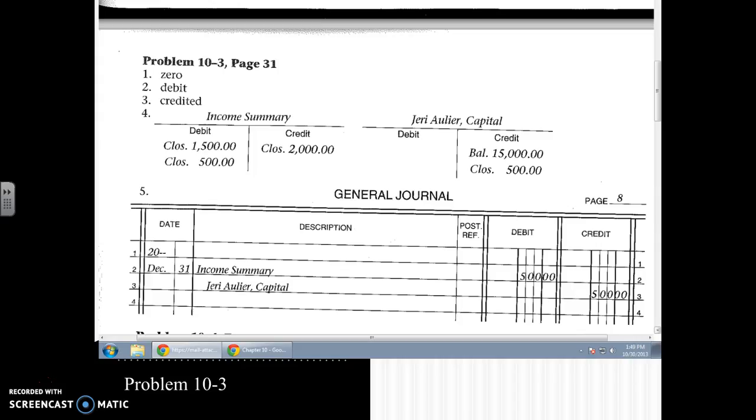Problem 10.3, here we go. Let's close out income summary. In this case, we have income summary with a credit balance of $500. Therefore, we have to debit the account 500 to make it zero, and we will credit the capital account for $500. That's closing of income summary.